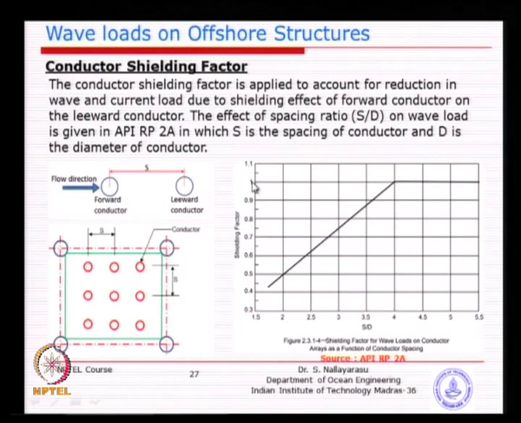So, 1 meter diameter, if you keep them 4 meter away, then there is no shielding effect, but if you bring them closer and closer, you could see potentially a reduction in the loads, because the second one does not get full effect. If you keep it at 2 diameter, it becomes almost half load only. So, you take 2 cylinders, calculate the force on one cylinder, and the second cylinder receives only 50% of the load. It is the same diameter cylinder.